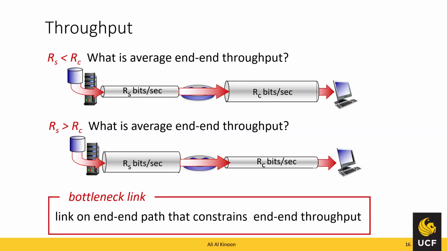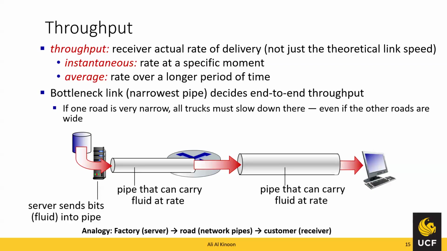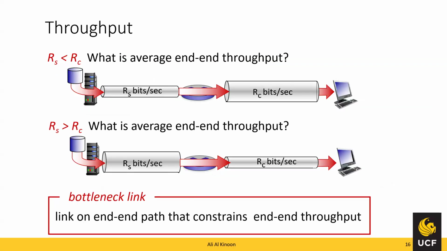So here it just gives us two different examples. And the last one we've seen has a bottleneck from the server to the router. Here it could be different. We have the first link from the server to the router, and the link from the router to the PC gets bigger, and then vice versa. So this could be what happens. So the bottleneck link is the link on the end-to-end path that constrains end-to-end throughput.